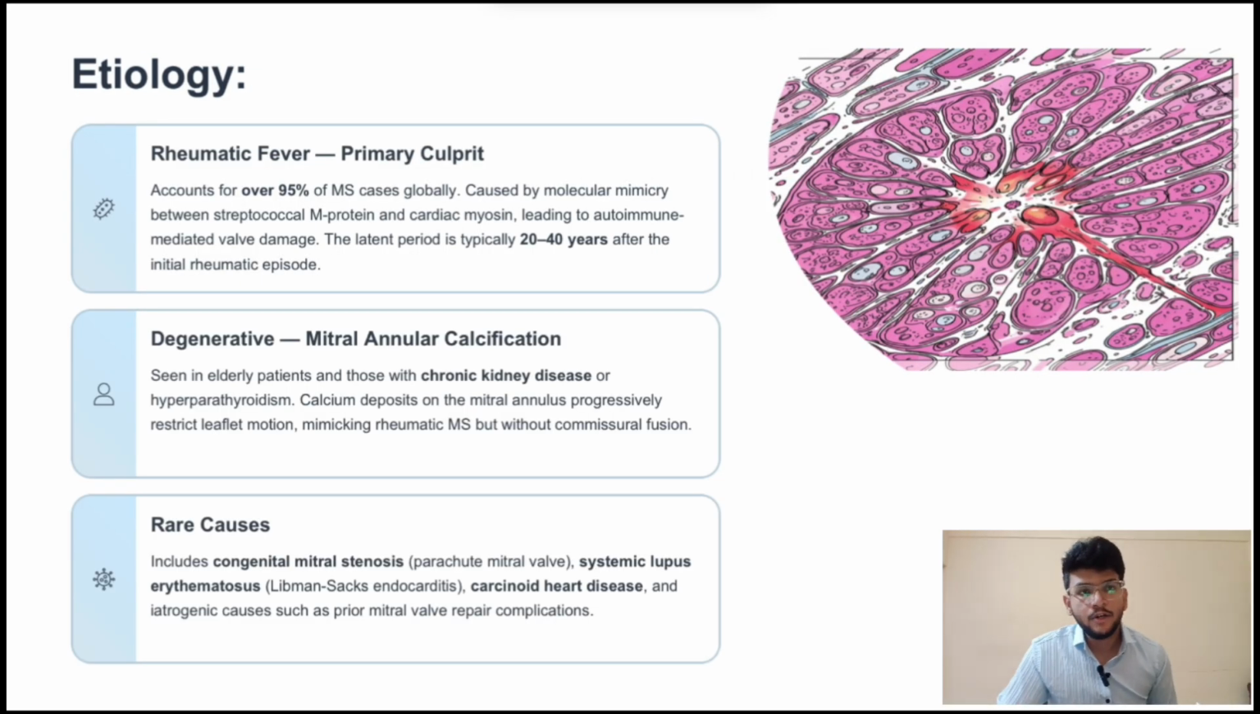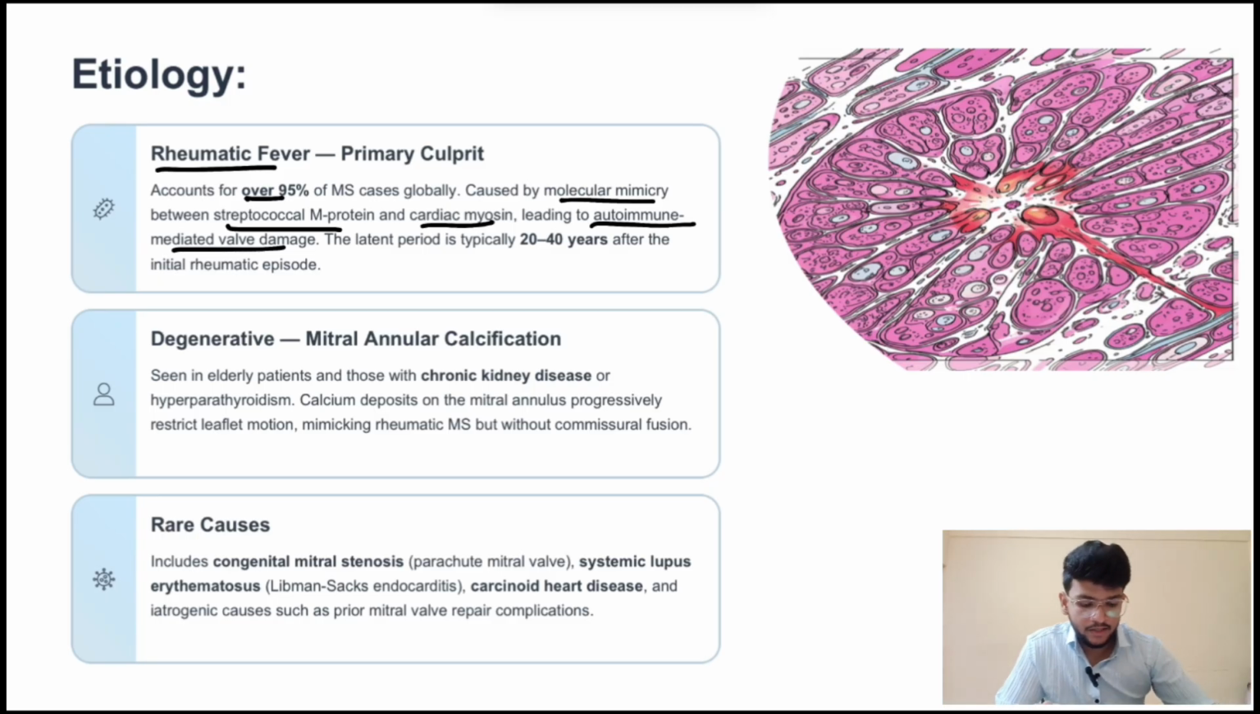Now let us see the etiology of mitral stenosis, where the most common etiology is rheumatic fever. It is the primary culprit, accounting for 95% of mitral stenosis globally, caused by molecular mimicry between streptococcal M protein and cardiac tissues, that is myosin, leading to autoimmune mediated valve damage. The latent period is typically 20 to 40 years after the initial rheumatic episode.